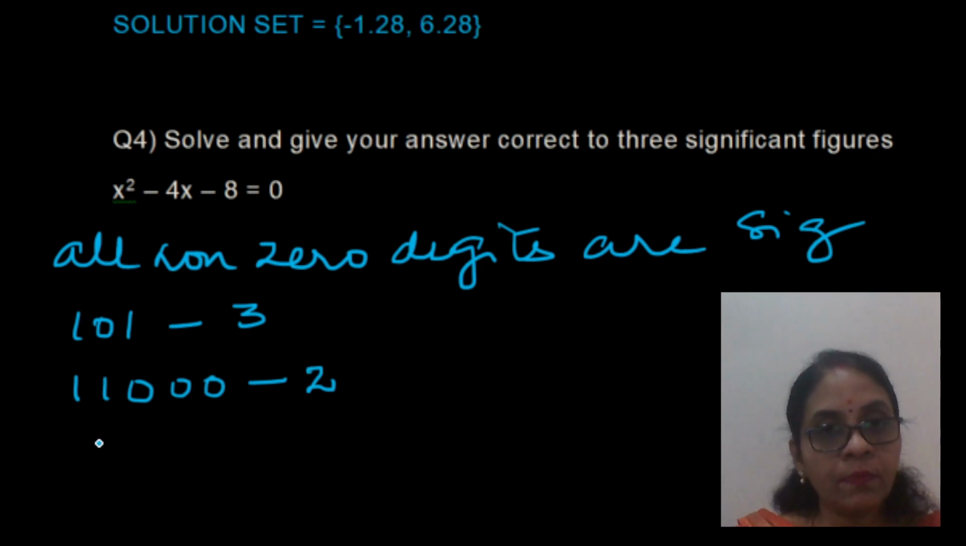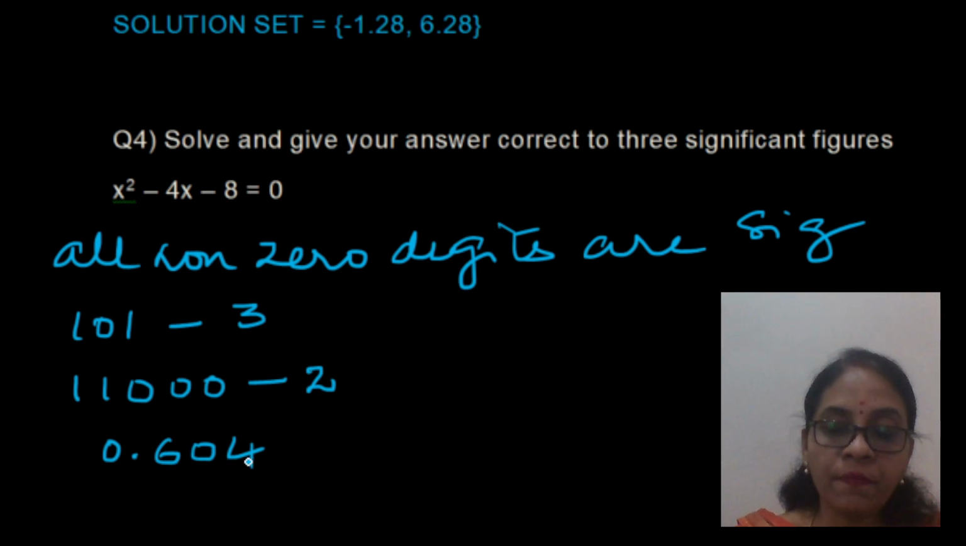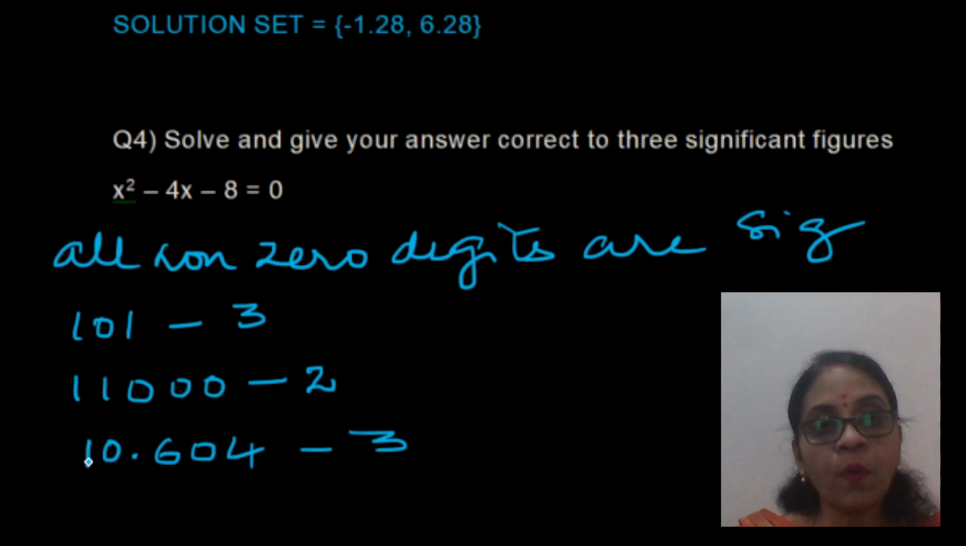Coming to decimal numbers, if you have 0.604, this 0 is bounded by two non-zero digits, so therefore it becomes significant. It has 3 significant digits. Now if it was 10.604, the number of significant digits is 5.